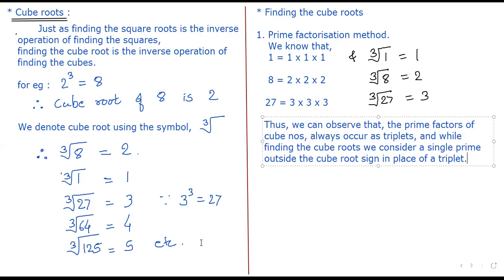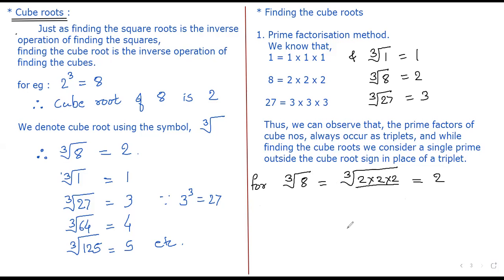So now, just as in case of a pair we used to take out a single, now in case of a triplet we will take out a single. See, for example, cube root of 8 is cube root of 2 into 2 into 2. Underline a triplet. Triplet comes out as a single 2.